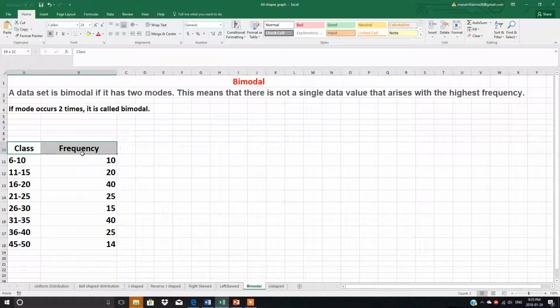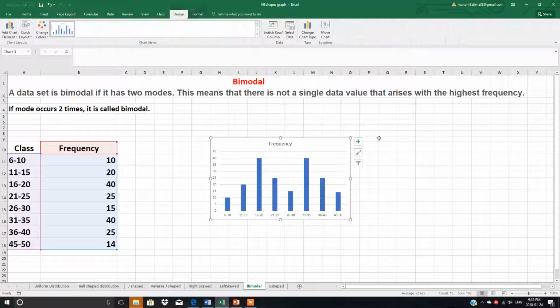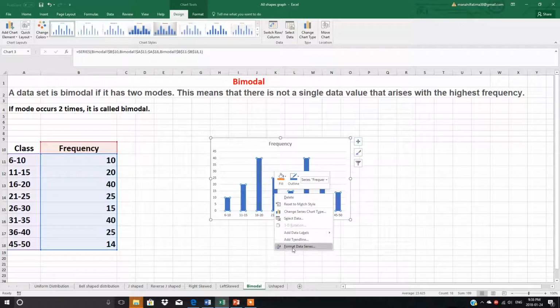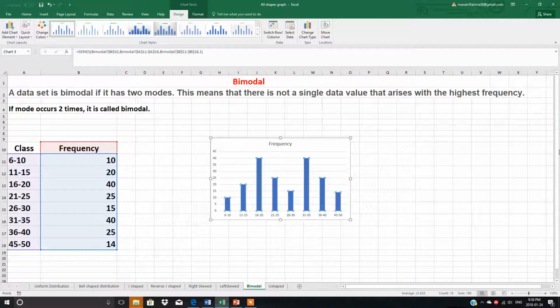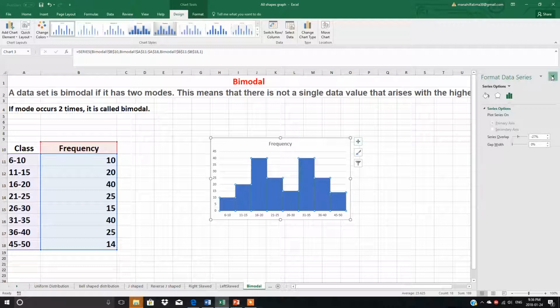So this is called the bimodal. I will show you, if you do not have this data available, with the help of a graph, how you can find out that this is bimodal. So see, these are the two bars which are equal. This is 40 and then these are 25. I want to make it more clear. Just right click, format data series, and from here you have to remove this gap.